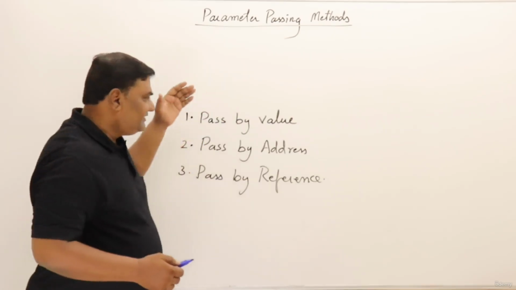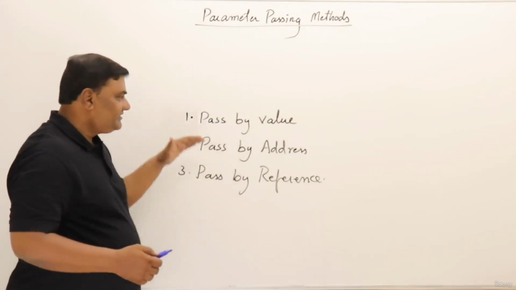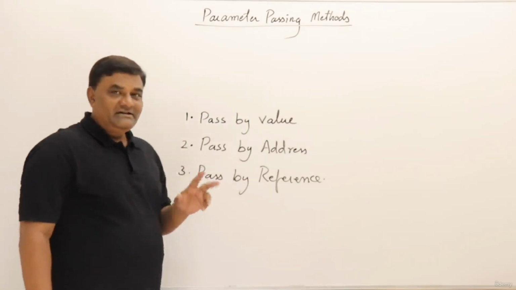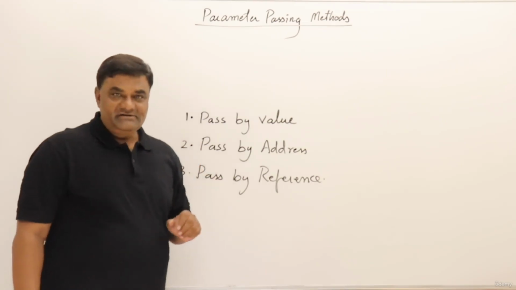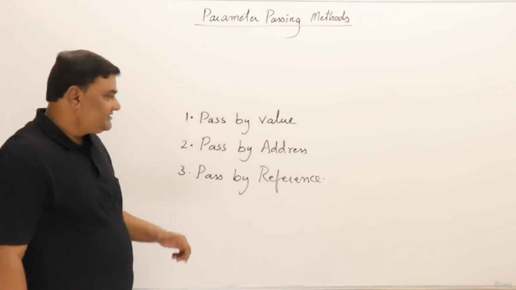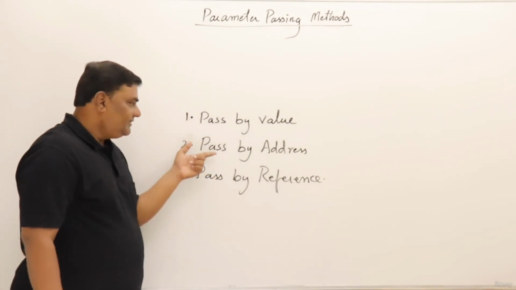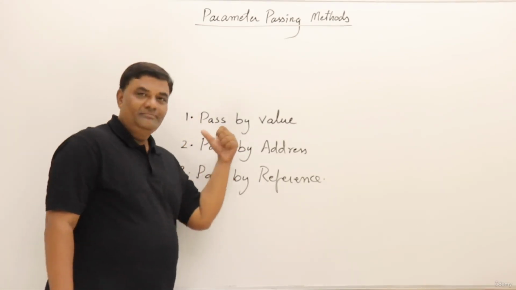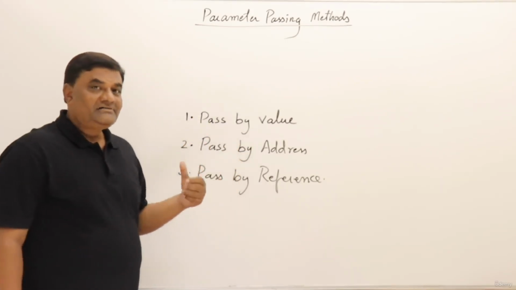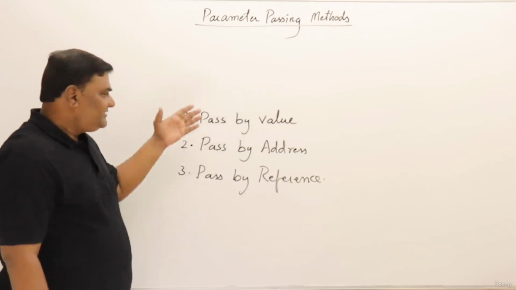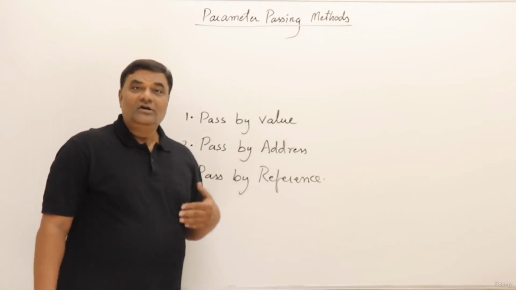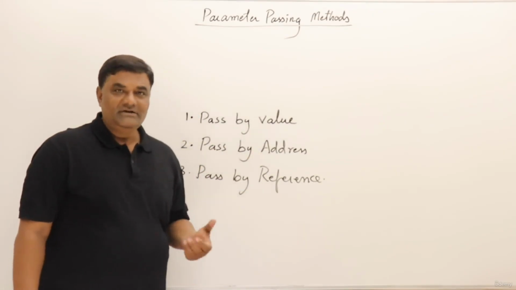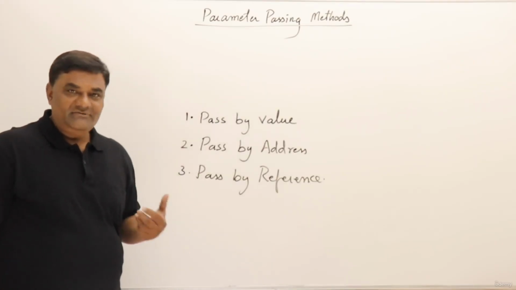So we learn about this. There are three methods a function can take parameters. These are the three methods supported in C++. If you know about C language, there were only two methods, that is pass by value and pass by address. But in C++ there are three methods: pass by value, pass by address and pass by reference. We can also call it call by value, call by address and call by reference. It's one and the same thing.